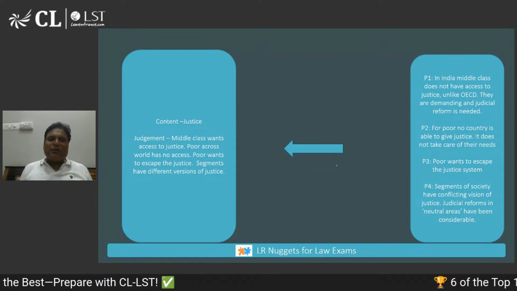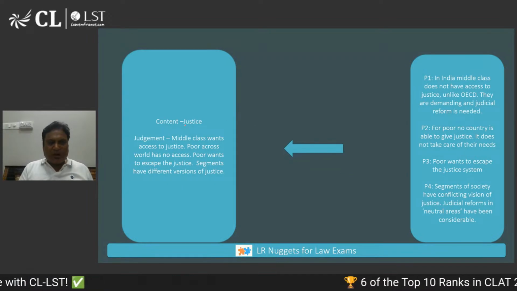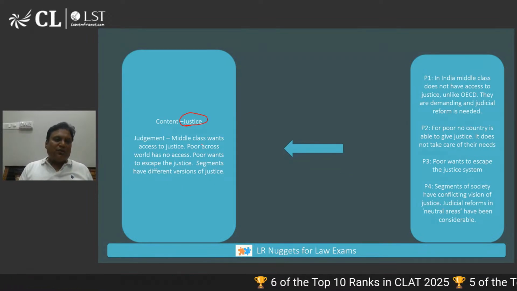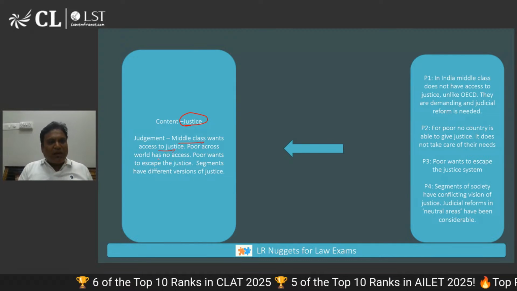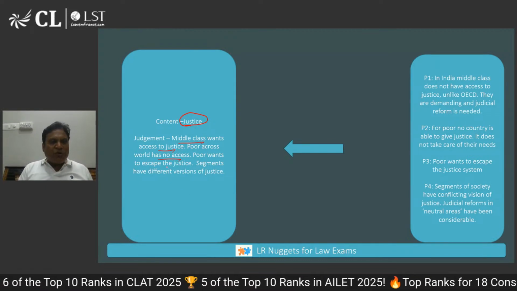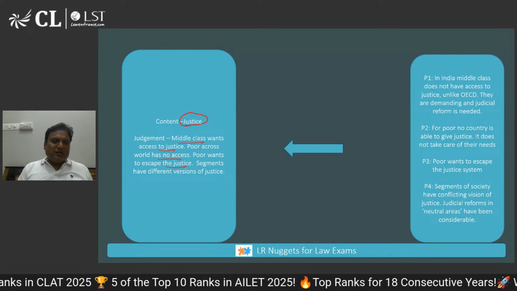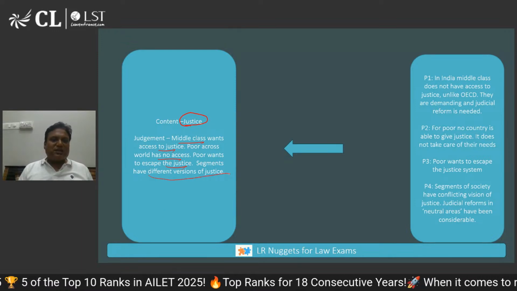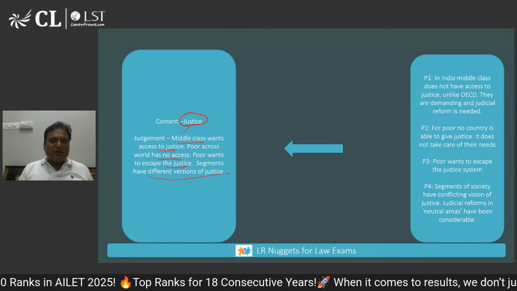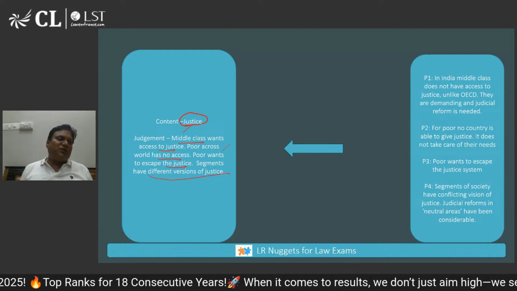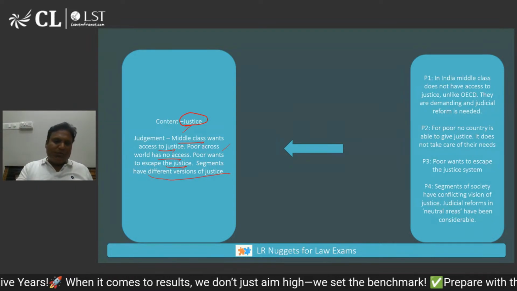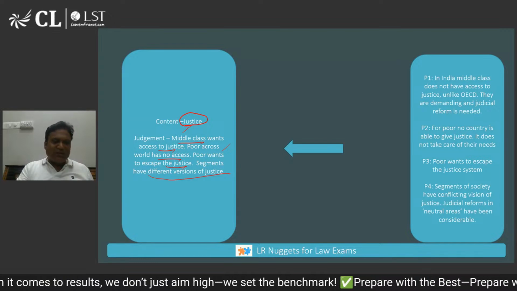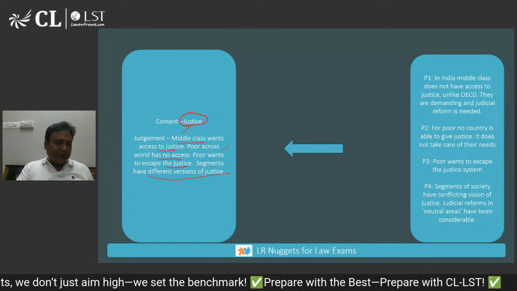Now, what is the content plus judgment? Because that becomes important for me. Content is that it is about justice. Judgment is: the middle class wants access to justice. The poor across the world have no access. The poor want to escape the justice system. Segments have different versions of justice. Segments means middle class, poor; they all have different versions, and rich people again have a different version of justice. This is the content plus judgment of the passage.